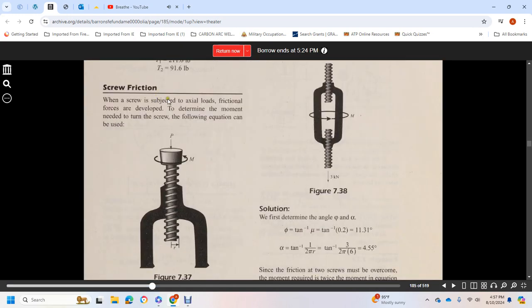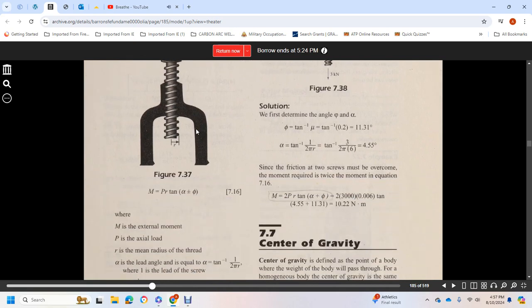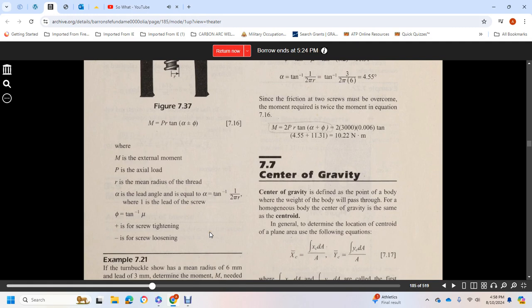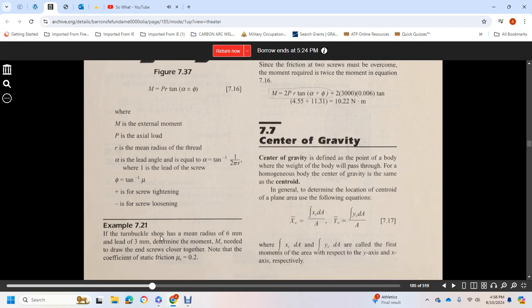Screw friction. Screw friction is the subject of axial load and friction force developed, used to determine the moment needed to turn the screw. The following equations can be used, where M is the external moment, P is the axial load, r is the radius of the thread, and α is the lead angle equal to the inverse tangent of the lead over 2πr. The plus sign is for screw tightening, the negative is for screw loosening.